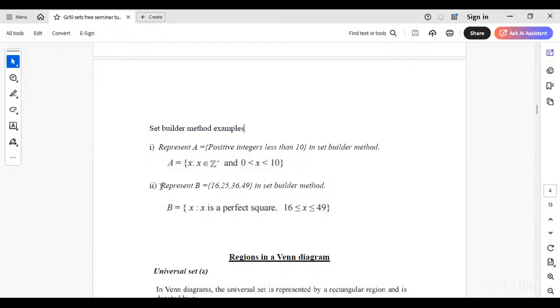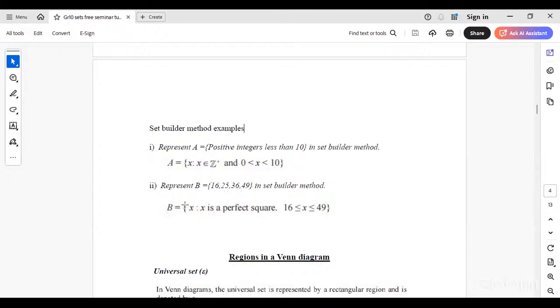Second one: represent B equals {16, 25, 36, 49} in set builder method. So what are these numbers, 16, 25, 36 and 49? They are called perfect squares. You have studied this. 4 is a perfect square, 16 is a perfect square, 25, 36 and 49 are perfect squares. So these are called perfect squares, right?